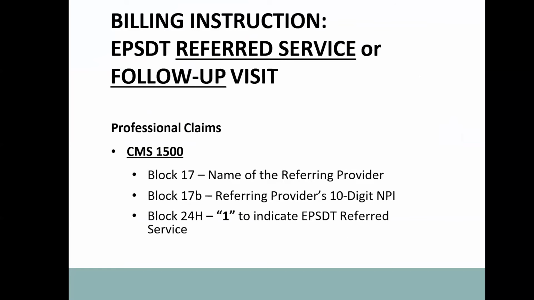The following instructions describe the information that must be entered in each of the block numbers on the CMS 1500 claim form when filing claims as EPSDT referred. In Block 17, enter the name of the referring provider. In Block 17B, enter the referring provider's 10-digit NPI number. In Block 24H, enter a 1 to indicate EPSDT referred service.